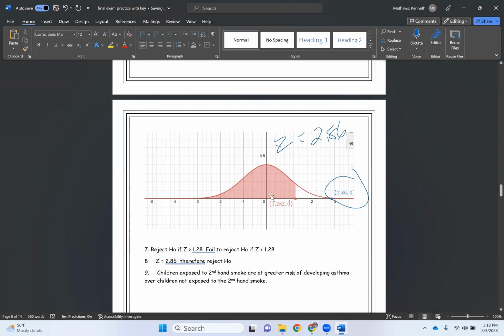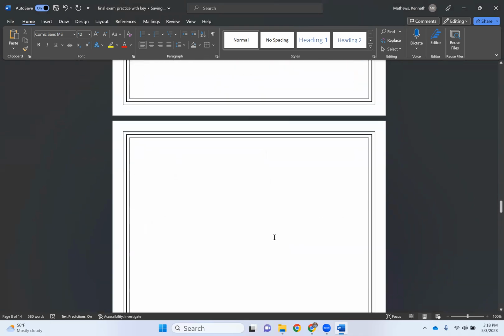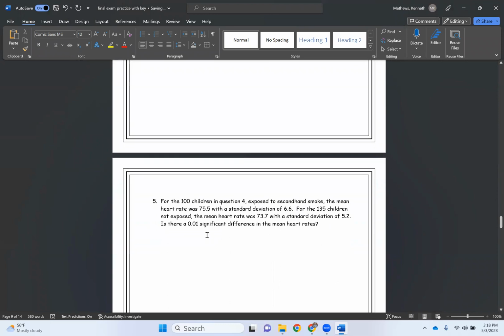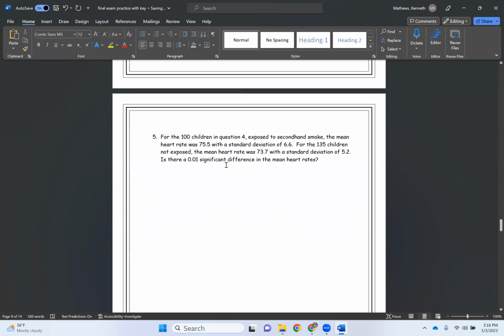All right, good times. Okay, let's go on now to problem number 5. It's a spin-off of problem number 4, so we may be using some of the same material. For the 100 children in question 4 exposed to the secondhand smoke, their mean heart rate was 75.5 with a standard deviation of 6.6. For the 135 children not exposed, the mean heart rate was 73.7 with a standard deviation of 5.2. Is there a 0.01 significant difference in the mean heart rate of those exposed to secondhand smoke versus those not?